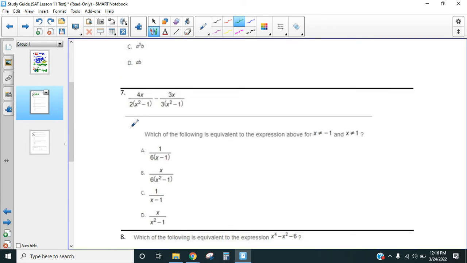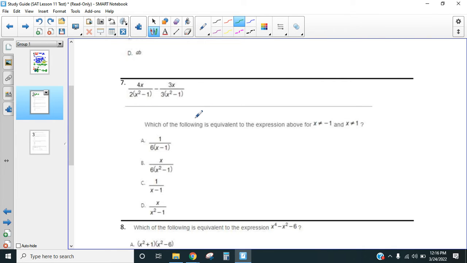Number 7. Number 7 looks very scary. You could arithmetize this. Arithmetize meaning let's plug in a number. Now just be aware over here, it said you can't use -1 and 1. So whatever you want, it's got to work with the answer choices.